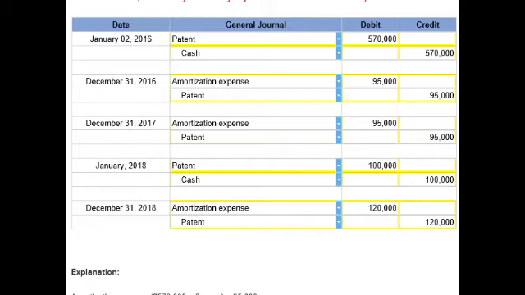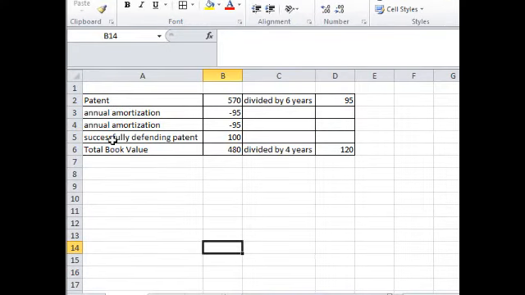If you go back to my little calculation here, you started out with 570, then you amortized 95, and in the second year another 95, and in 2018, that year you spend another 100,000. So you're going to add all of them: 570 minus 95 minus 95 plus 100. At that point, your book value of the asset will be 480. If you just sum it, it will be 480.